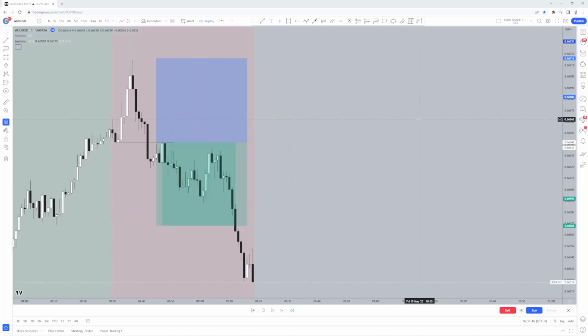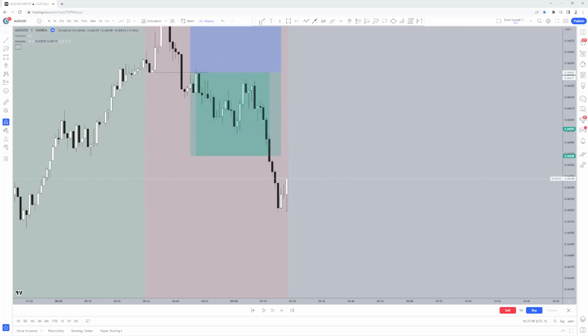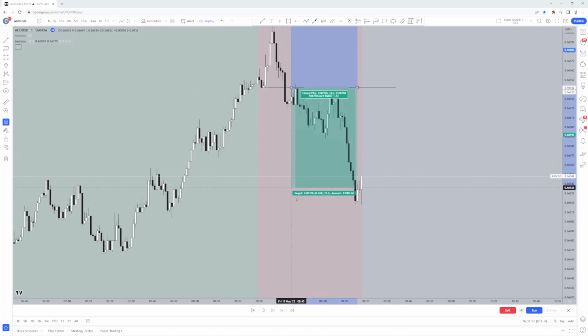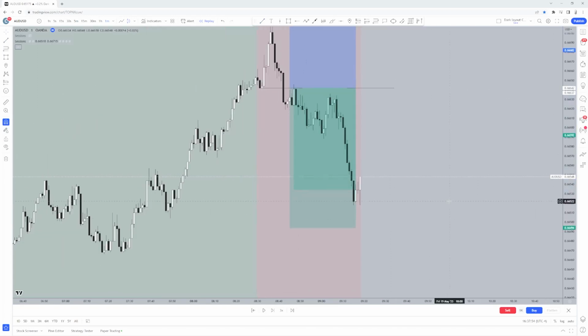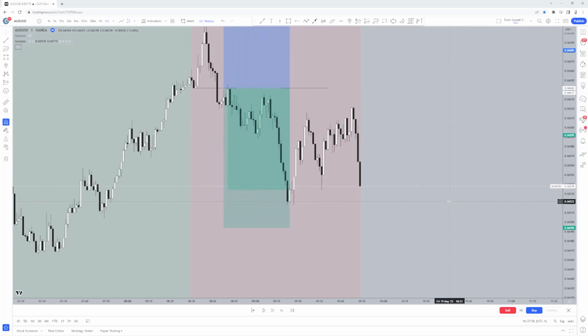We get activated and there we go. 1-to-1 reward to risk is hit. Stop loss at break even. We are going for a 2-to-1 for the rest of the position. 2-to-1 is right here.